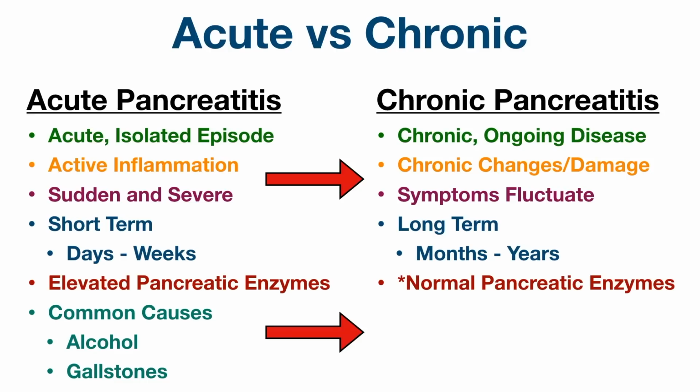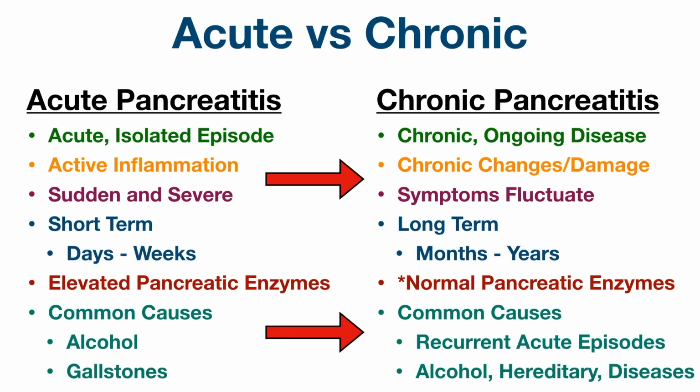Unlike acute pancreatitis, pancreatic enzymes may be normal or only slightly elevated in chronic pancreatitis. The reason the enzymes are normal is due to the loss of pancreatic function and fibrosis. Chronic pancreatitis can be caused by recurrent episodes of acute pancreatitis, ongoing alcohol abuse, or hereditary conditions and diseases like cystic fibrosis. Let's look at some of those causes now.